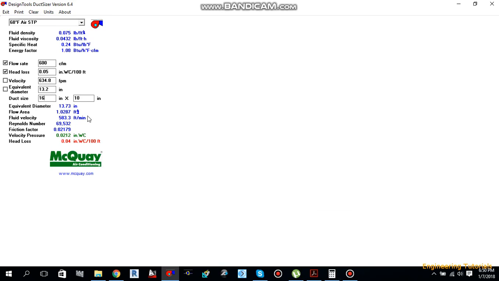because you need to give space for the other services to pass through. Like if any sprinkler pipe is passing over there or any chilled water pipe passing over there, you need to give space to that service too. And from here you can change the units too, from metric to IP, US units. So this is how you can calculate duct size using a Duct Sizer program.